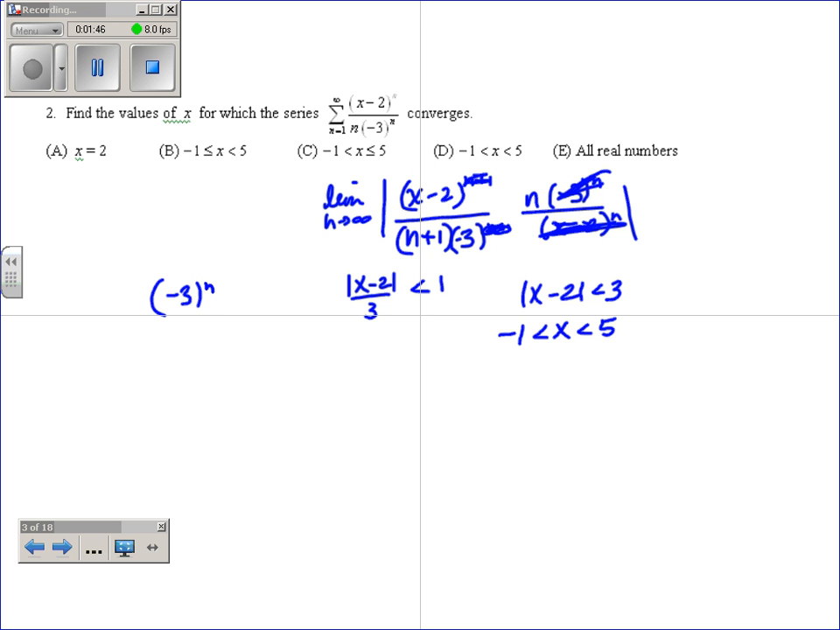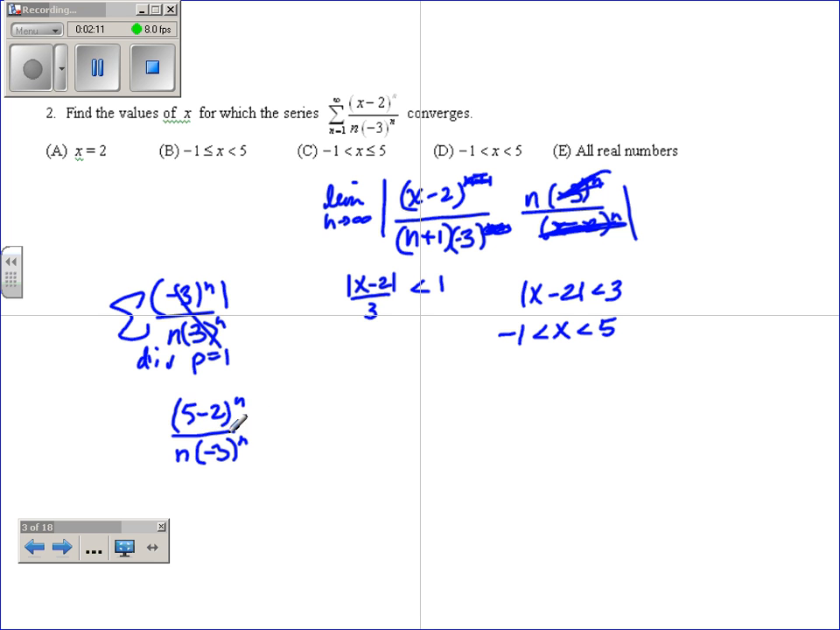3 to the n over negative 3 to the n. These cancel, and so this diverges because it's the harmonic series. P is 1. If we plug in 5, more than likely it will converge, because a lot of times, not always, but often one endpoint converges and the other doesn't when you have a geometric series, or some form similar to a geometric series, multiplied by a polynomial.